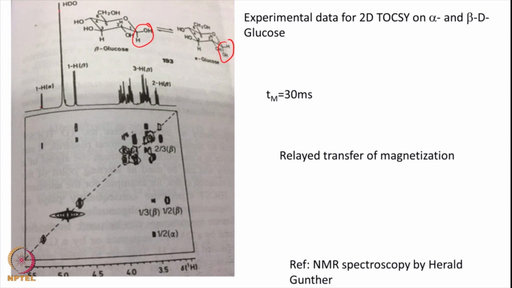So here is a water peak, and these are other protons coming from the beta conformation, beta glucose. This is alpha glucose, because here is the difference. Now if you record 2D on a glucose molecule, say with a mixing time of 30 milliseconds, this is when we spin lock in the xy plane. Because of this mixing, there is a relay transfer of magnetization from one spin to another spin.